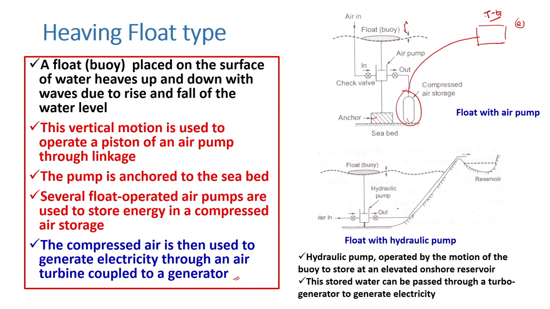And one more scheme we have. So this float is a buoy, and it will oscillate. So water comes in and then it will pump. In this case, it will pump the water and store it in a reservoir. And then this can be used for generation of electricity. It is something like a pumped hydro system. So we can have some kind of head and we can install a turbine generator system to produce electricity. This is another scheme for generation of electricity by using this heaving float type.